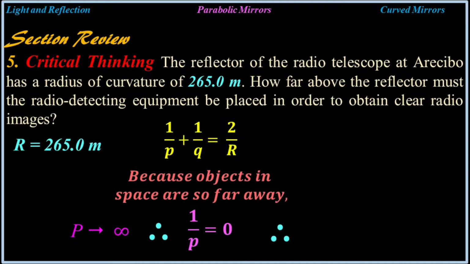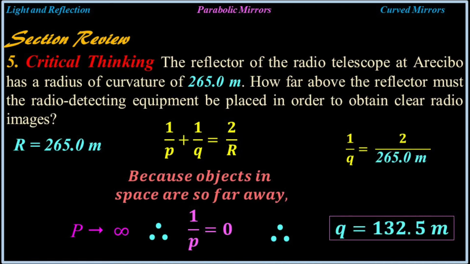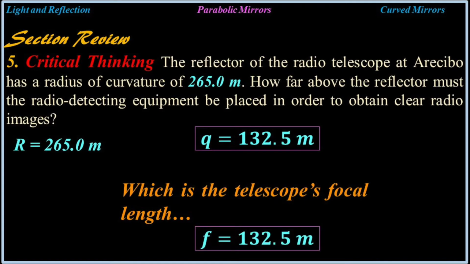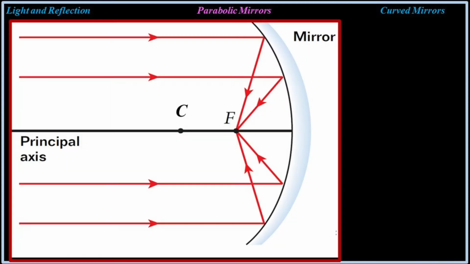Therefore, 1 over Q equals 2 over R. And so, it's going to be half, 132.5 meters, which is the telescope's focal length, 132.5 meters. Here is a picture to help along with that. It's a bit of a visual.